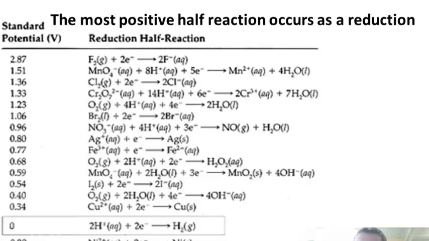So there are some things I want you to notice here on the table. First of all, it's a reduction table. Every single substance on here, we see electrons on the left-hand side. So that means the electrons are reactants. That means they are gaining electrons, so it's a reduction. So we say it's a reduction table.